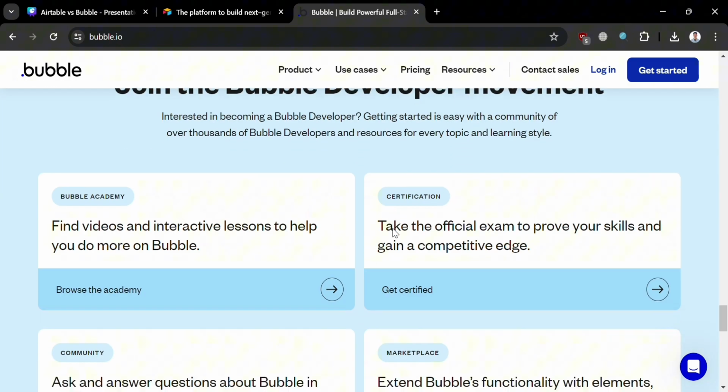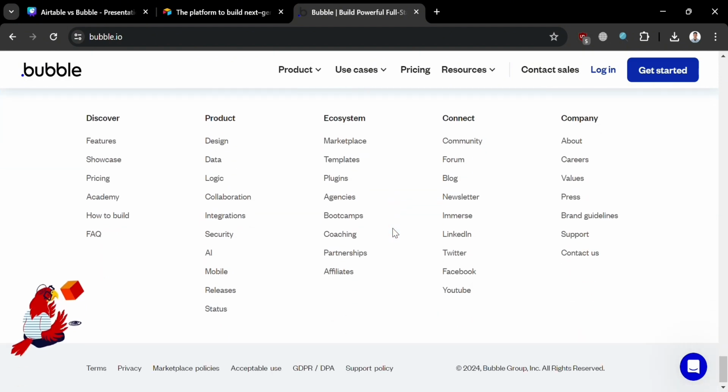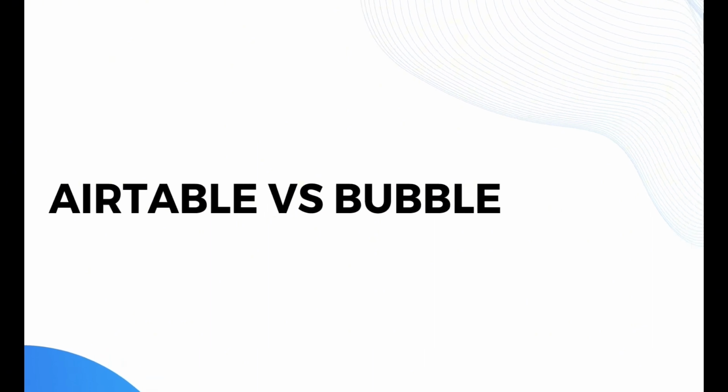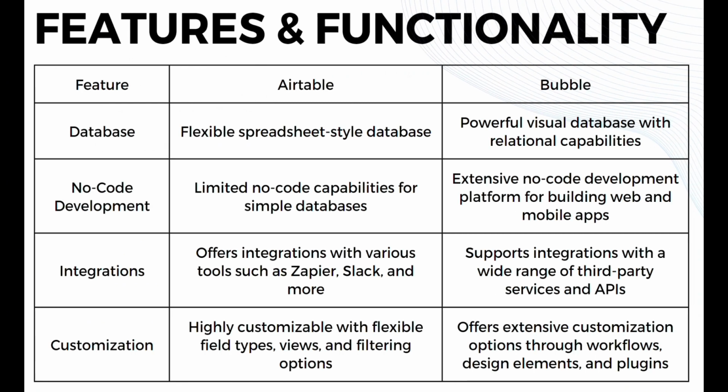And now that we know the overview of both platforms, we can proceed by knowing other details about Airtable and Bubble. So let's start with the features and functionality comparison of both platforms. As you can see on this table, in terms of database, Airtable offers a flexible spreadsheet-style database, while Bubble offers a powerful visual database with relational capabilities. Now in terms of no-code development, Airtable offers limited no-code capabilities for simple databases, while Bubble offers an extensive no-code development platform for building web and mobile apps.